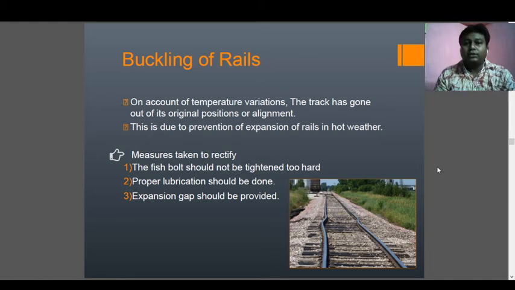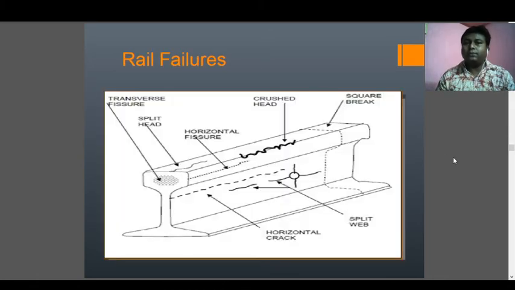Why this gap? This gap is kept for the increase in length during the summer season and the squeeze in size during the winter season. You have already read about the temperature effect on metal in 11th and 12th. So it is not new to you that due to temperature variation, there will be some deformation in length in the summer and in the winter season. This is the main reason for the buckling of rails.